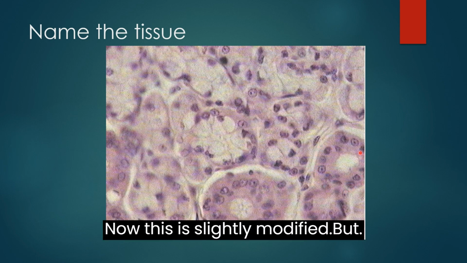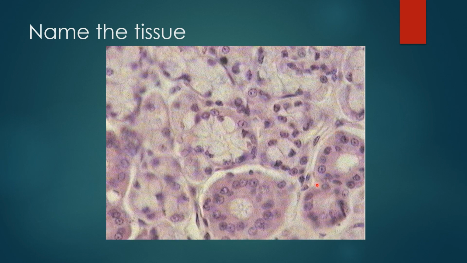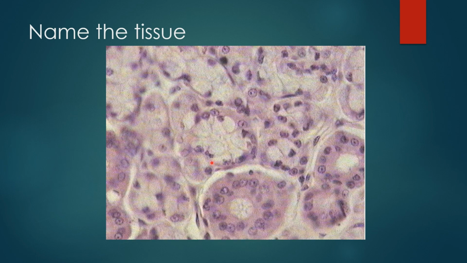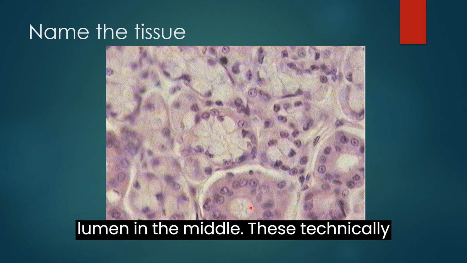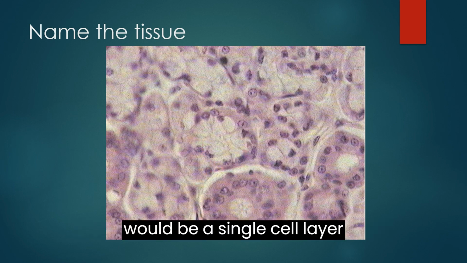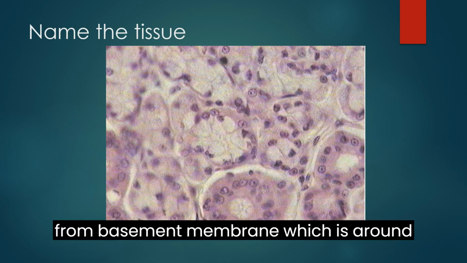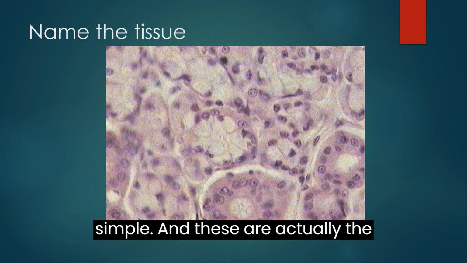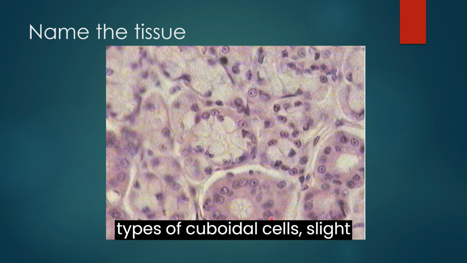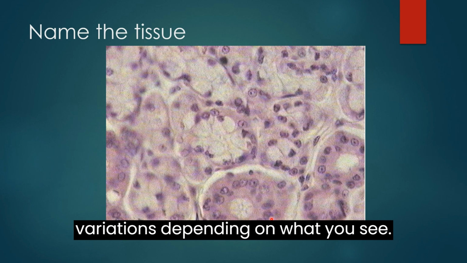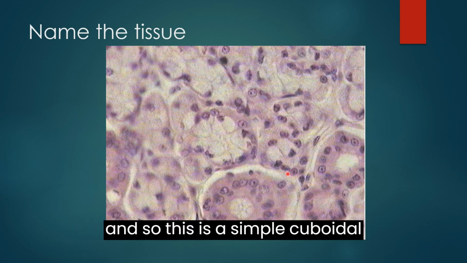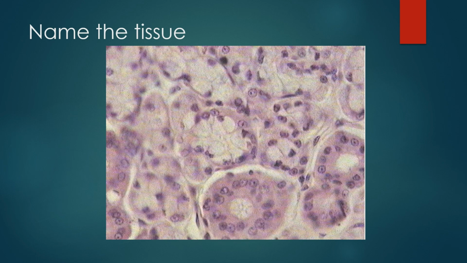Now, this is slightly modified, but if you look at some of the cells here, for instance, you do have a lumen in the middle. These technically would be a single cell layer from basement membrane, which is around here, to the lumen here. So it's simple, and these are actually the cuboidal cells. And there are different types of cuboidal cells, slight variations depending on what you see. This one's probably the best one you see. And so this is a simple cuboidal epithelium.